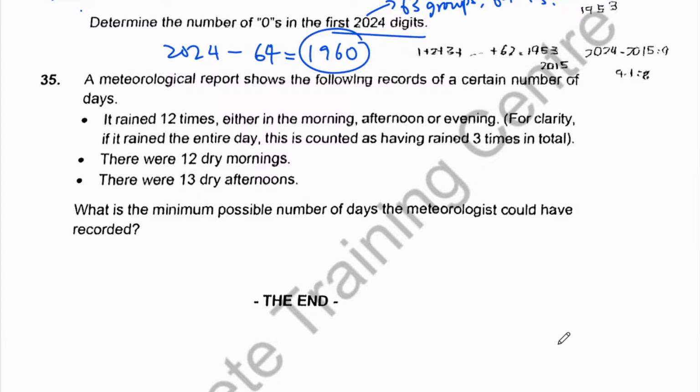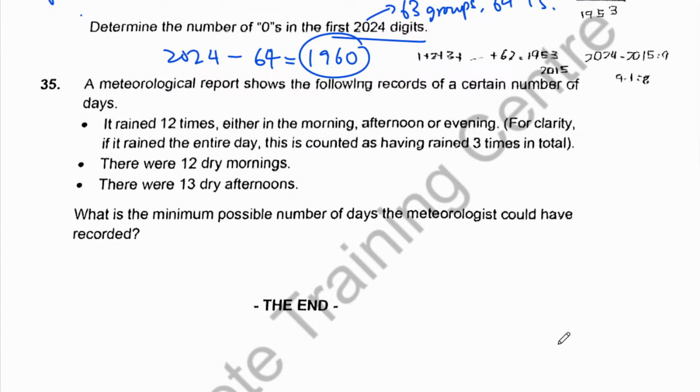And question 35. A meteorological report shows this amount of days. It rained 12 times in total. There were 12 dry mornings and there were 13 dry afternoons. So what's the minimum possible number of days? Well, of course, you need at least 13 days.